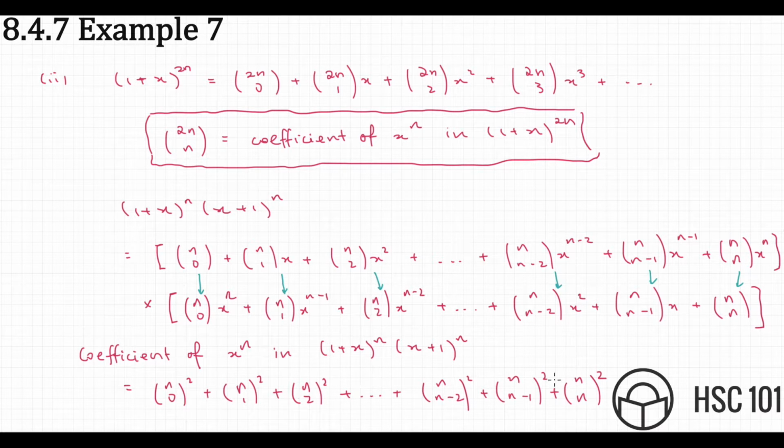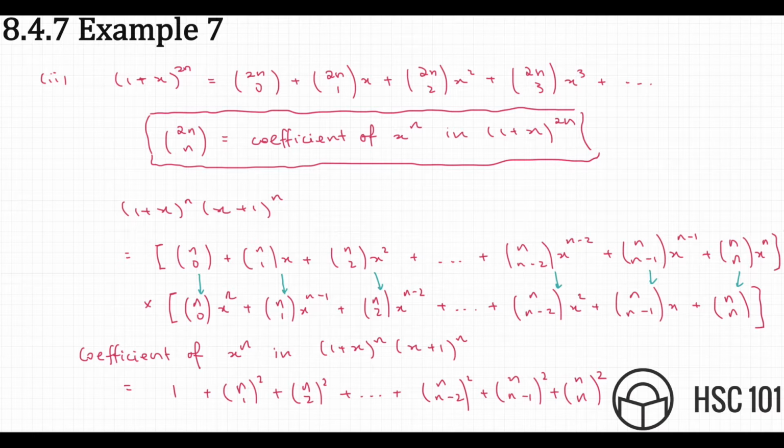And of course, the only difference here is from the question, we just want to take the nC0, and we know that that's really just equal to 1. So, 1 squared is really just 1. So 1 plus nC1 squared plus nC2 squared plus dot dot dot, to nC(n-2) squared plus nC(n-1) squared plus nCn squared is the coefficient of x to the power of n in the expansion of (1 + x)^n times (x + 1)^n.